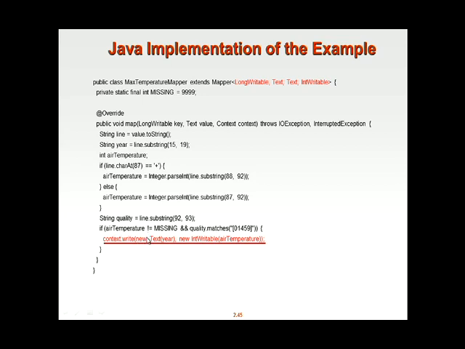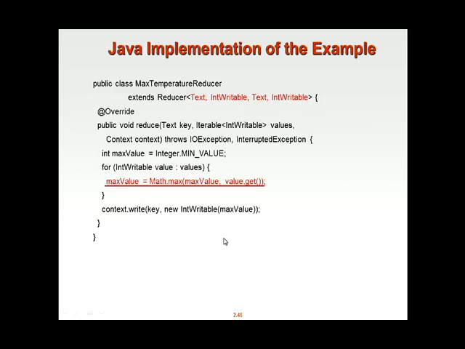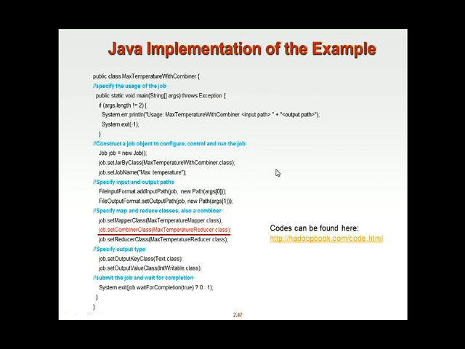In the mapper, we emit the year as a key and the temperature as a value. As I said, in the reducer, we get the maximum value from all the values in this list. And then finally, we write the key, which is the year, and the maximum value as the final output. In the main class, we need to configure the job, specify the output type, and then start the job. You can get the code from this page.